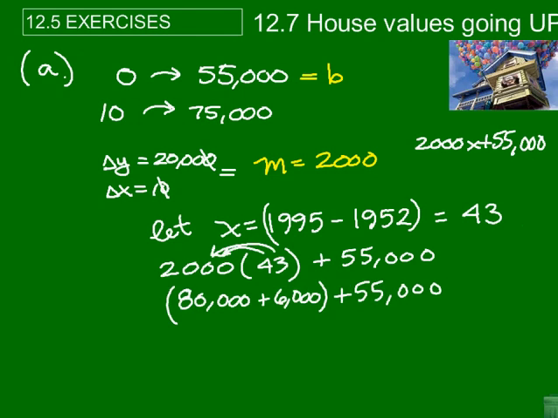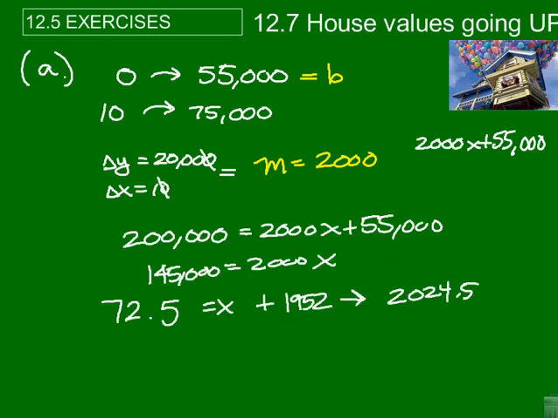If I distribute the 40, because I don't multiply things with the calculator very often, so I do them in my head. 40 times 2,000 is 80,000. 3 times 2,000 is 6,000. So then if I add all that up, I get 143,000. So that's the price in 1995.